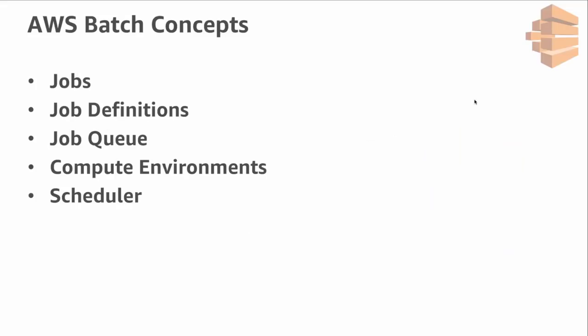So AWS Batch has a few concepts, right? We'll just run through these real quick. It has the concept of a job, job definitions, job queues, compute environments, and a scheduler, right?